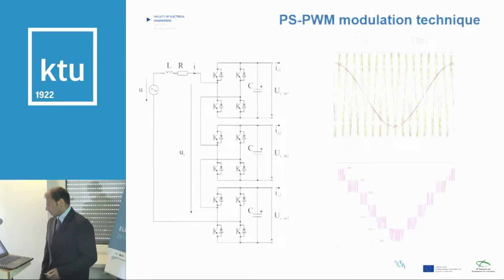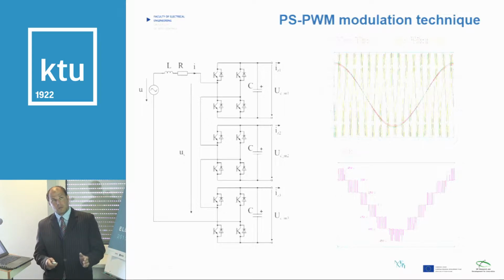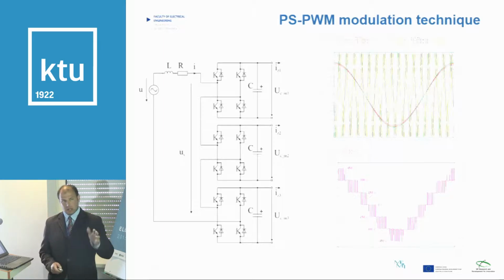The modulation technique in this case is a phase-shifted PWM modulation technique, which provides a voltage at the converter AC side that will be 7-level. It's a standard modulation technique for multilevel converters, where there are 3 carrier signals with fixed phase shift, and the modulation signal. In this case, we use 3 modulation signals: the first for the first cell, the second for the second cell, and so on.